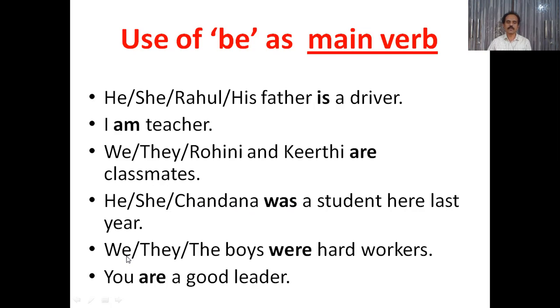Okay, let us look at the next example. It will be more clear. Fine. The subject we, they, the boys were hard workers. Look at this. Were hard workers. That means they were hard workers then, not now. It gives the meaning that they were hard workers, but they are not hard workers now. This is past tense. That means were is used when the tense is past and the subject is plural. When the subject is plural and the tense is past, we use were.